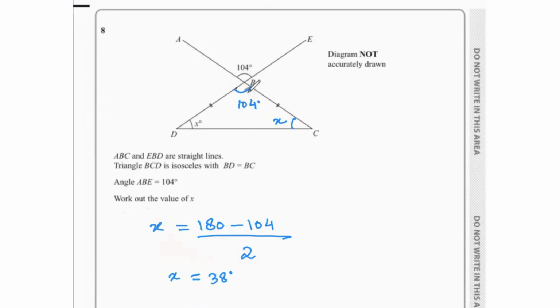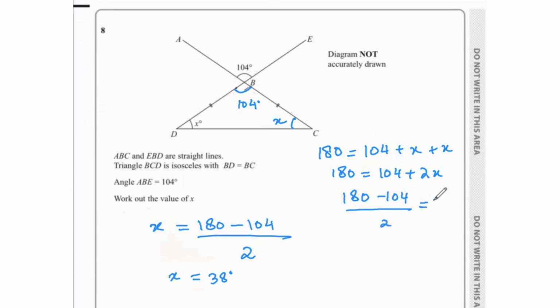So remember, vertically opposite angles are equal, so this becomes 104. Both the lengths are same, so it's isosceles. This angle is also x. So 180 is 104 plus x plus x. So 180 equals 104 plus 2x. Subtract 104 and divide the result by 2. That gives you the answer.